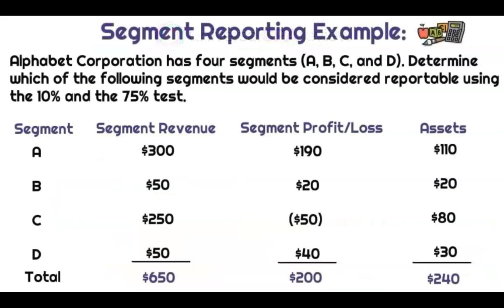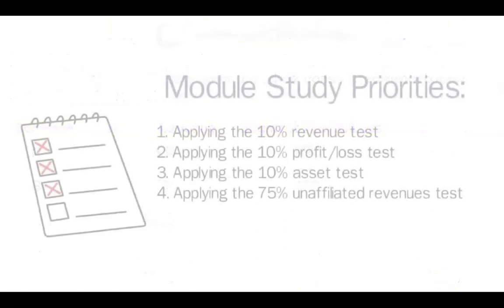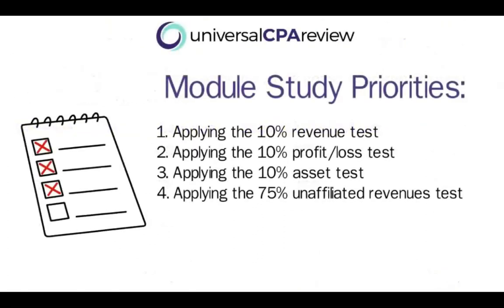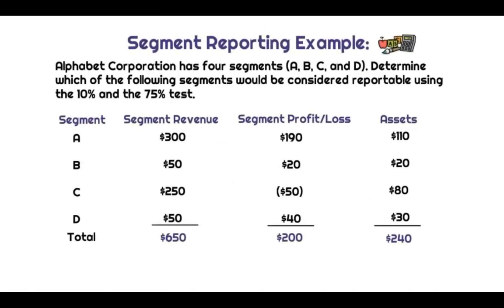Okay, so we're now taking a look at this example of our very creatively named Alphabet Corp. And Alphabet Corp has 4 segments, also creatively named A, B, C, and D. So we want to determine which of the following 4 segments would be considered reportable segments. All right, so in order to be considered reportable, they must first meet the 10% test. All right, so there are 3 sub 10% tests within our 10% size test. Okay, so we have the 10% of revenue test, we have the 10% of total profit and loss test, and we have the 10% of identifiable asset test. Okay, so therefore, segment A, B, C, and D must meet one of these 3 tests to be considered a reportable segment. All right, so this is step 1.